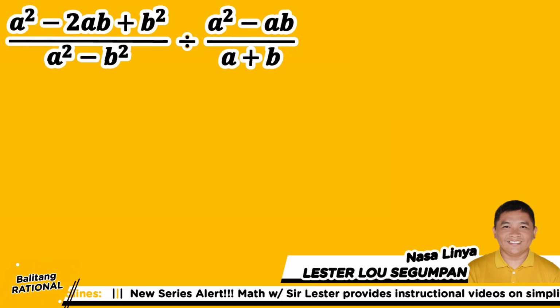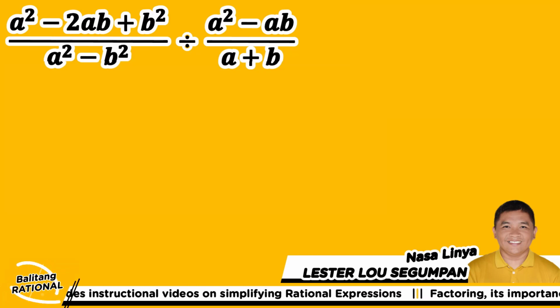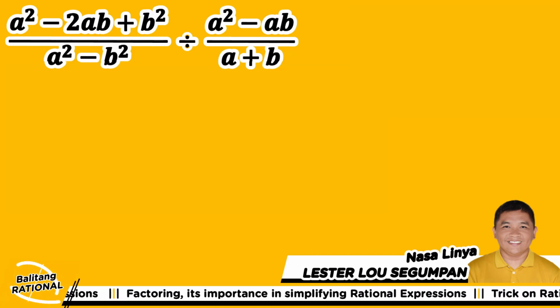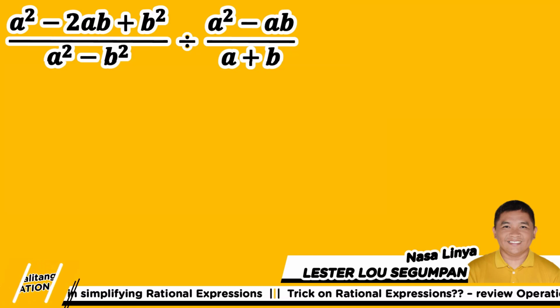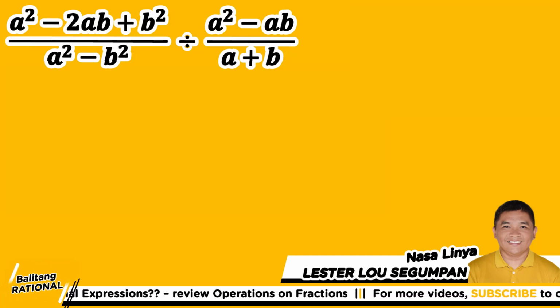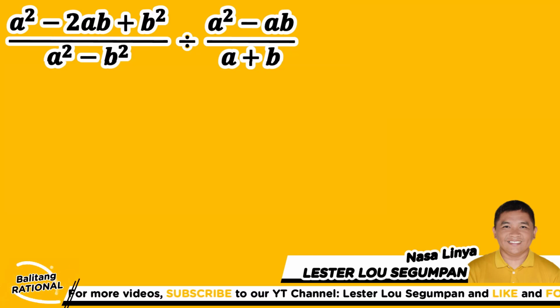Ngayon, ihanda ang inyong mga sarili sa pag-simplify ng ibinigay na rational expressions under the operation of division. Now we have here the first rational expression, a squared minus 2ab plus b squared all over a squared minus b squared. This is also known as our dividend. For our divisor, that's the second rational expression, it's a squared minus ab all over a plus b. In order for us to simplify this, ang gagawin natin dito ay magma-factor tayo ng ating mga expressions.